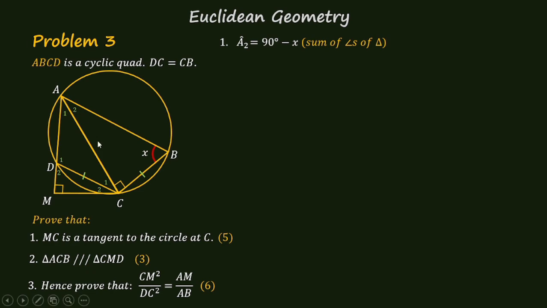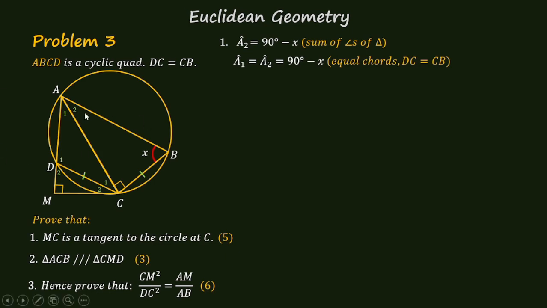But A2 will be equal to A1. These are angles subtended by equal chords. Look, we are given that chord DC and chord CB are equal in size, so they will subtend equal angles at the circumference. A2 will be equal to A1. These are angles subtended by equal chords.